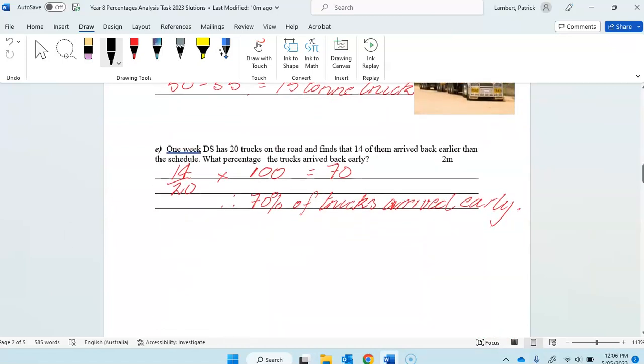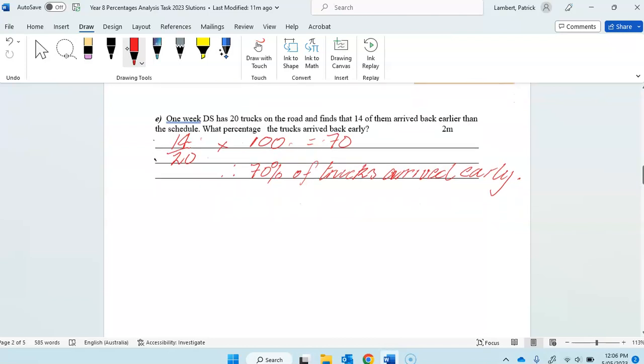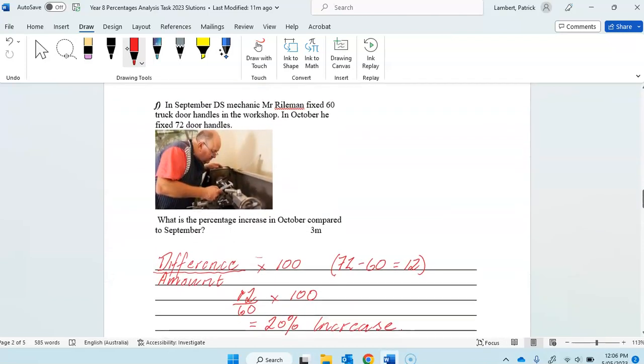One week, DS has 20 trucks on the road and finds that 14 of them arrive back earlier than scheduled. What percentage arrives back earlier? So we're starting with one amount as a percentage of another amount, and then we're finishing with a percentage. So that's type 2, 14 over 20 multiplied by 100 equals 70, or 0.70, and so therefore 70% of trucks arrived back early.